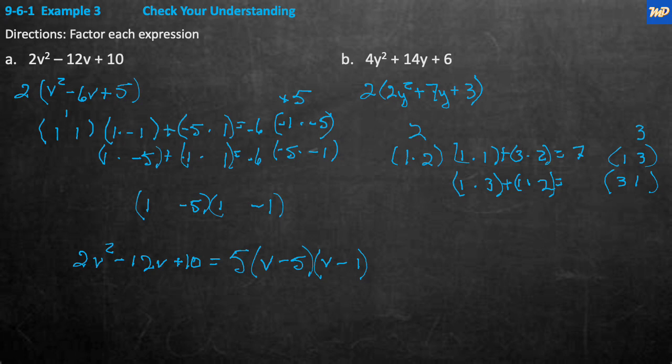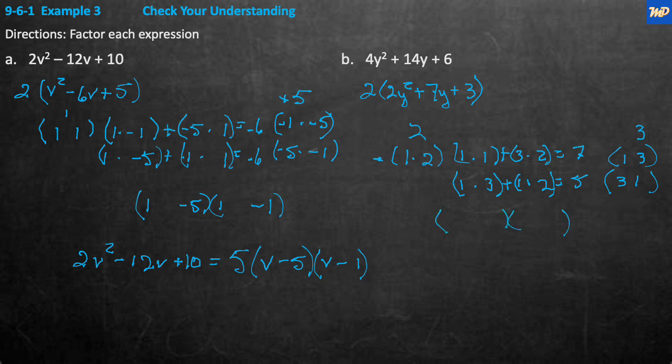3 times 1 is a 3, plus 1 times 2 is a 2. This comes out to be a 5. So you see this has to be our row right here. So given that's our row, I'm going to do this.